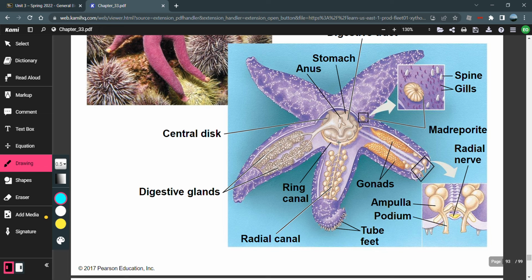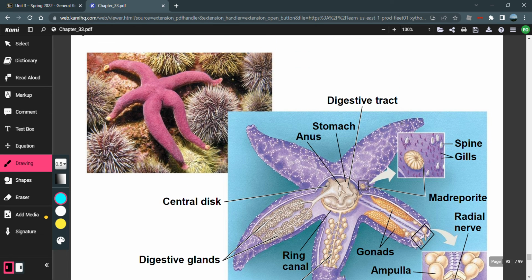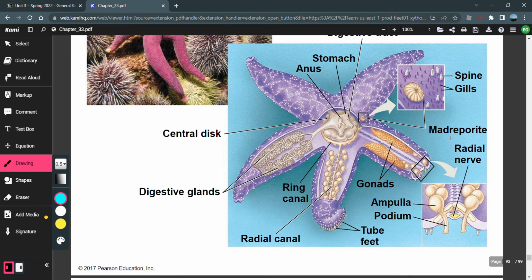So water is brushed in. I forgot. I think it's the madreporite. I think that's where water walks in. And the water goes through the ring canal into the radial canals, which are these here, are 5 radial canals. These are radial canals right here.